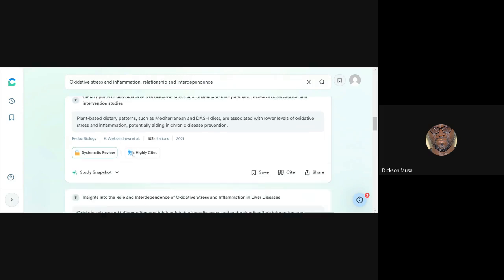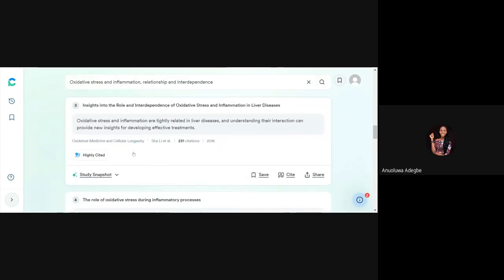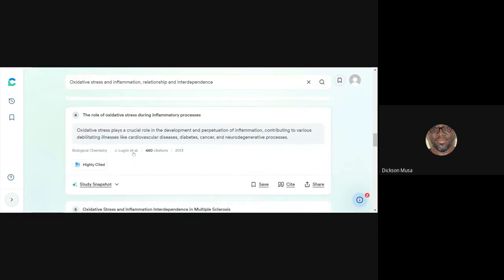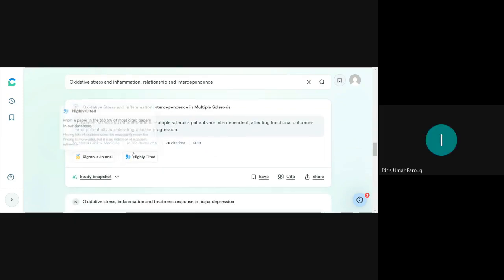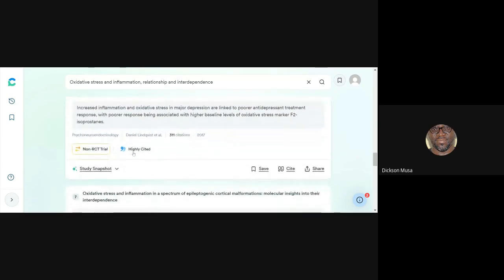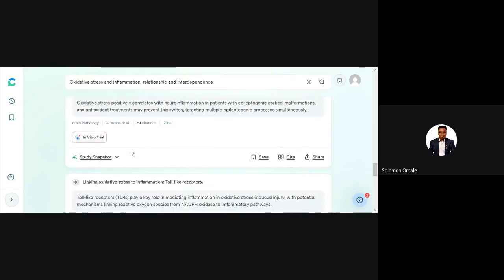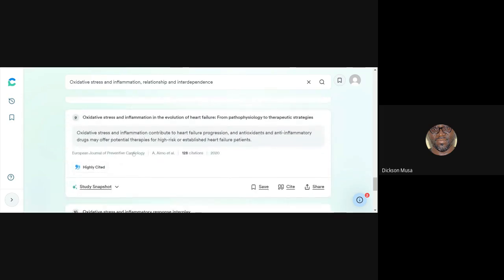This one gives me another snapshot. Are you seeing plenty of papers with snapshots? Yes, sir. I don't have to read the entire paper to get here.